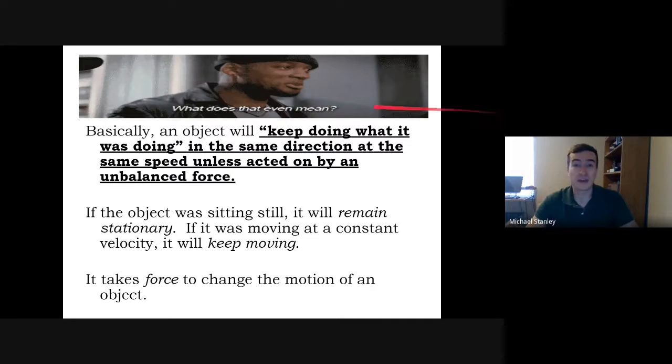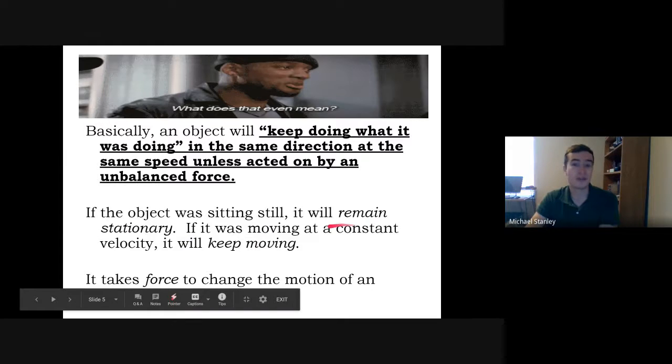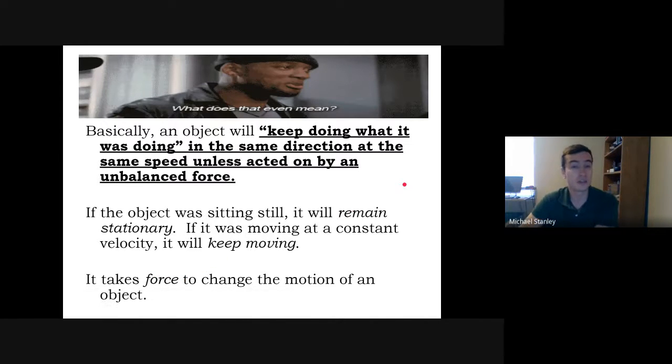So that's a lot of science jargon for that first law. It essentially means that an object is going to keep doing what it was doing until it's acted upon by an unbalanced force. So if an object is sitting still, it'll remain sitting still. If an object was moving, it will keep moving. It takes force, it takes something acting on that object to change the motion of an object.